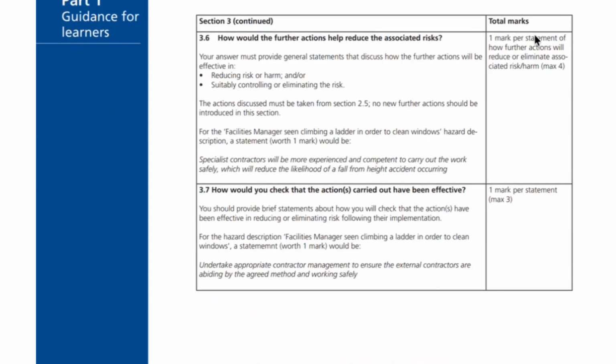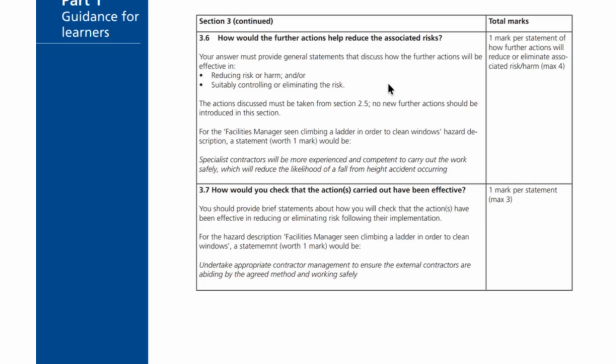And next, coming to 3.6, how would further action help to reduce the associated risks? Okay, so you have given control measures, right? You have given around 5 to 7 control measures based on the hierarchy of controls. So how are they going to be effective in reducing the level of risk? How can they reduce the risk level over here? So here also you have maximum 4 marks. So you have to give again different reasons. Okay, so the control measures, how they are effective in controlling the hazards. So you have to give justification.